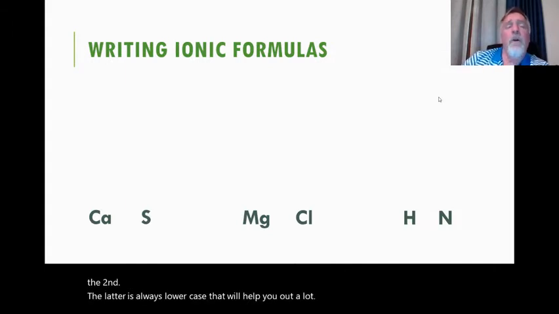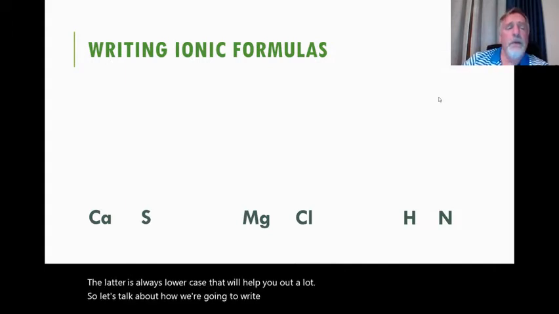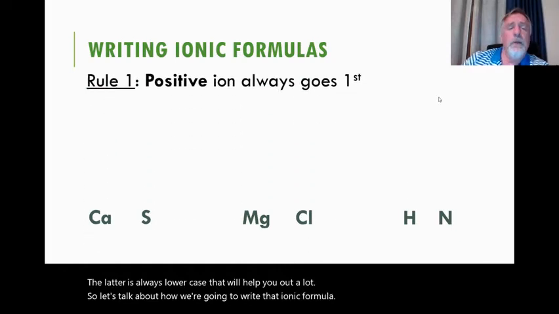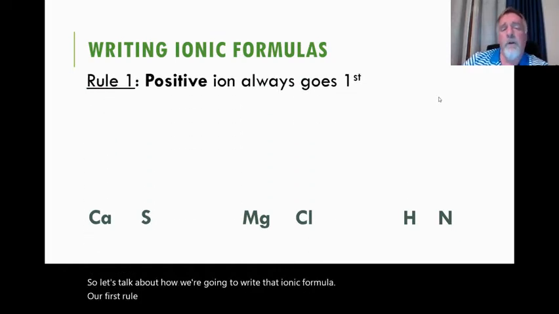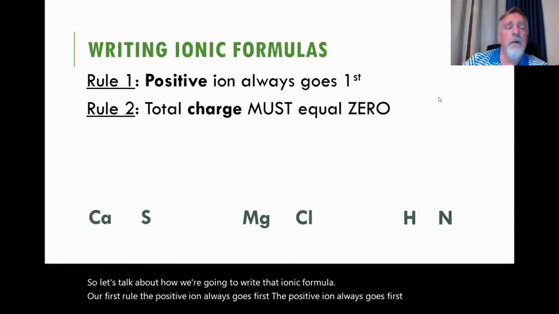So let's talk about how we're going to write that ionic formula. Our first rule: the positive ion always goes first. The positive ion always goes first. This is usually our metal ion.